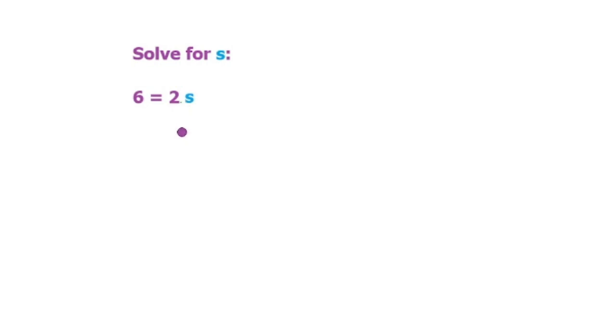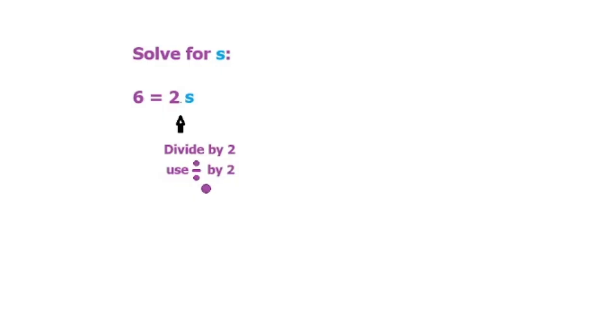So what we have to do to solve this is to try to get s by itself on this side of the equal sign. And so how are you going to do that? You have to use inverse operations or opposite operations. Inverse just means the opposite. So this variable s is being multiplied by 2. So what's the opposite of multiplying by 2? The opposite of multiplying by 2 is dividing by 2. So you would divide by 2.